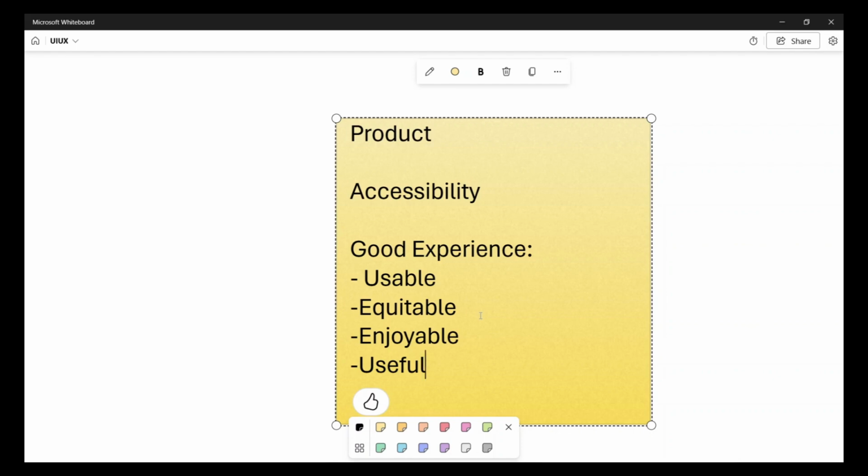So in this lesson, we learned what UI UX is and what a good product should be.